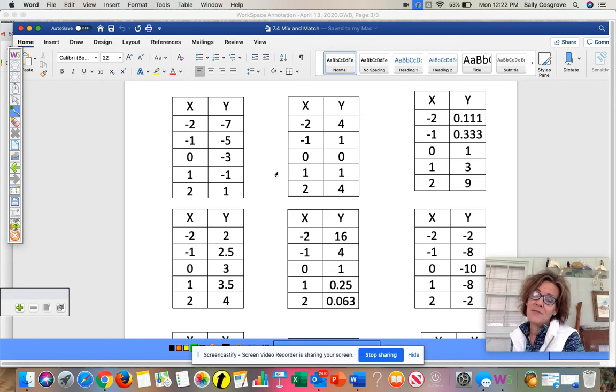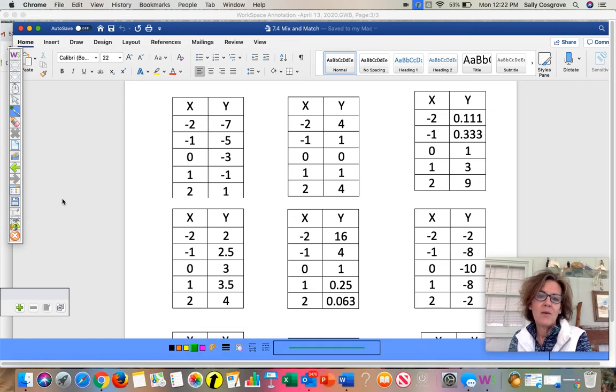And again, if you can't find your pink book, I have attached the Word document to this assignment. So you are welcome to open that up and follow along with me. You could put your answers on a separate sheet of paper if you don't have your pink book. There are, let's see, 1, 2, 3, 4, 5, 6, 7, 8, 9, 10 tables on this page.